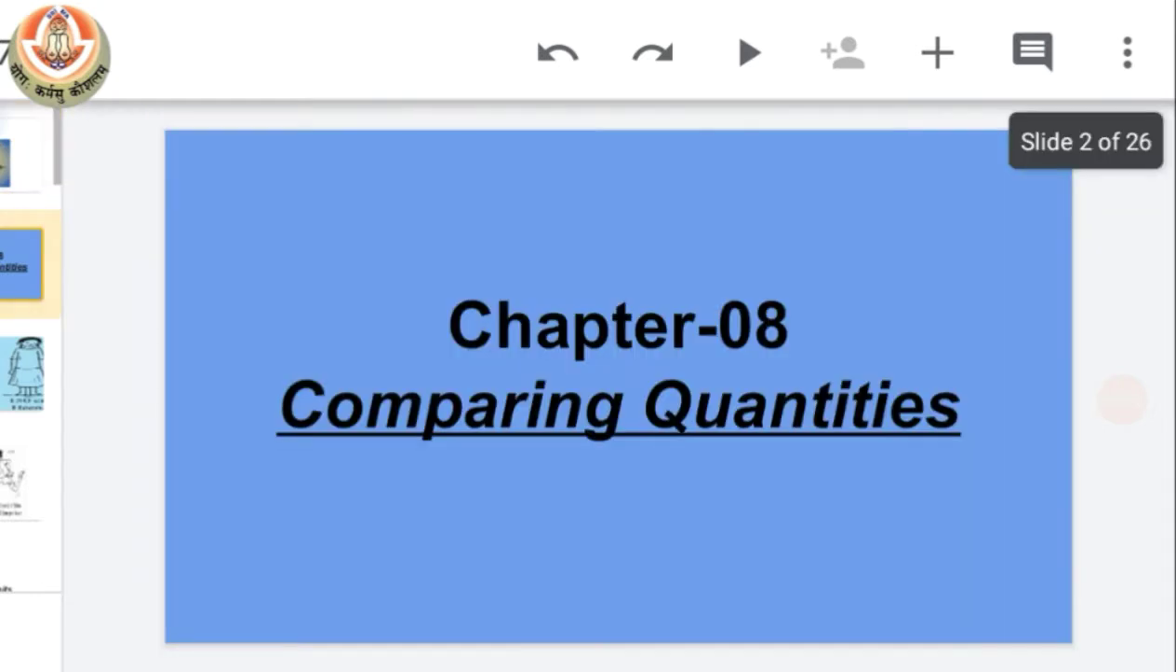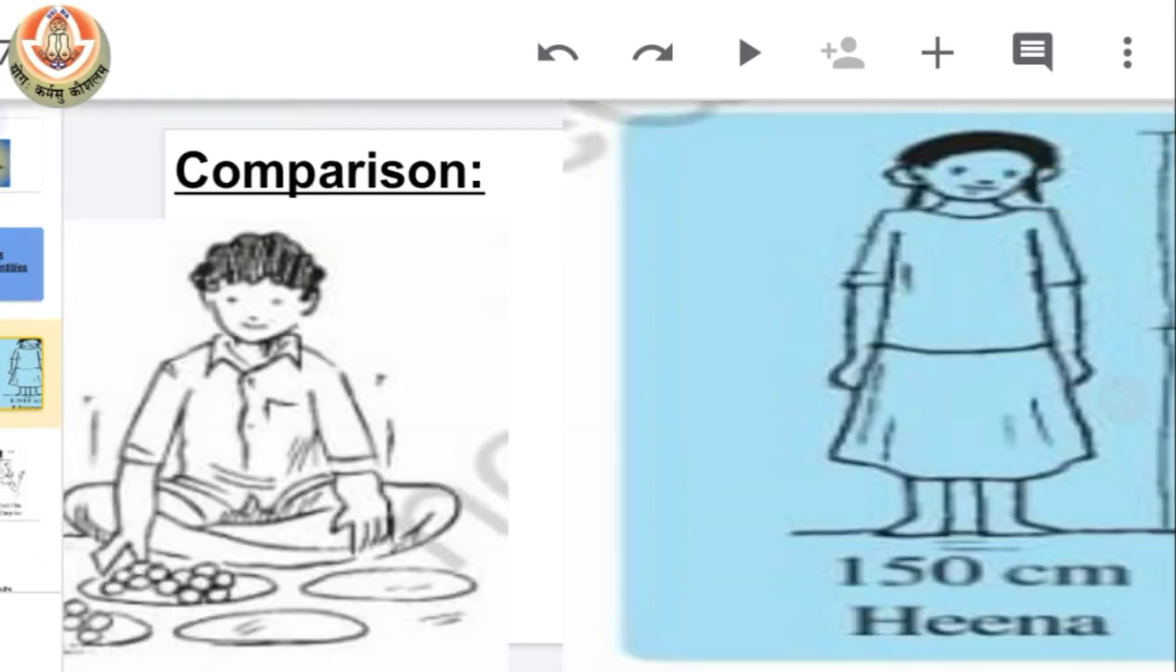So class, now we will start our new chapter, chapter number 8, comparing quantities. That means in this chapter we will learn how we can compare between two quantities. So let's first see what is comparison.